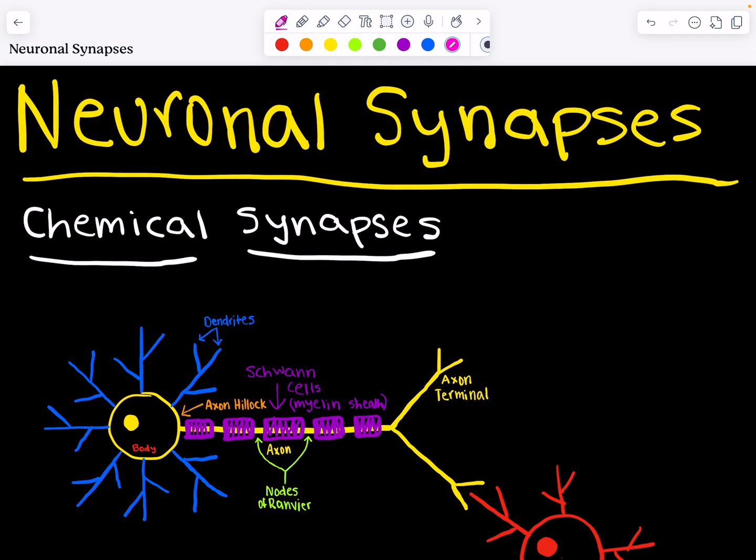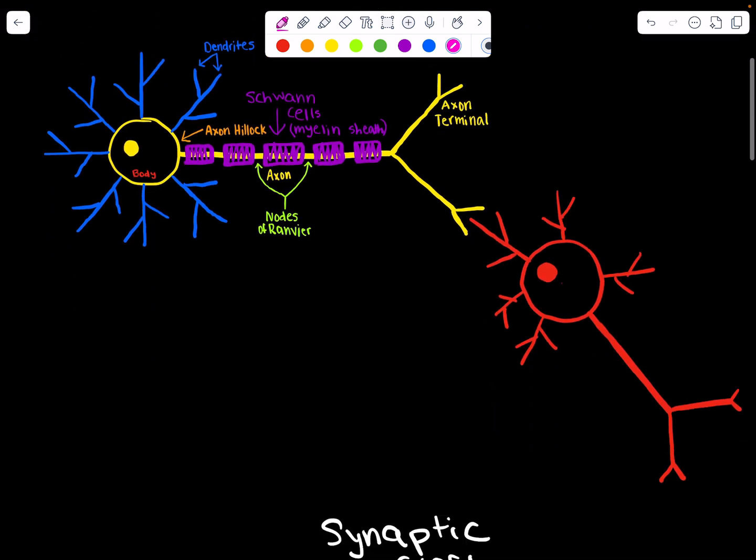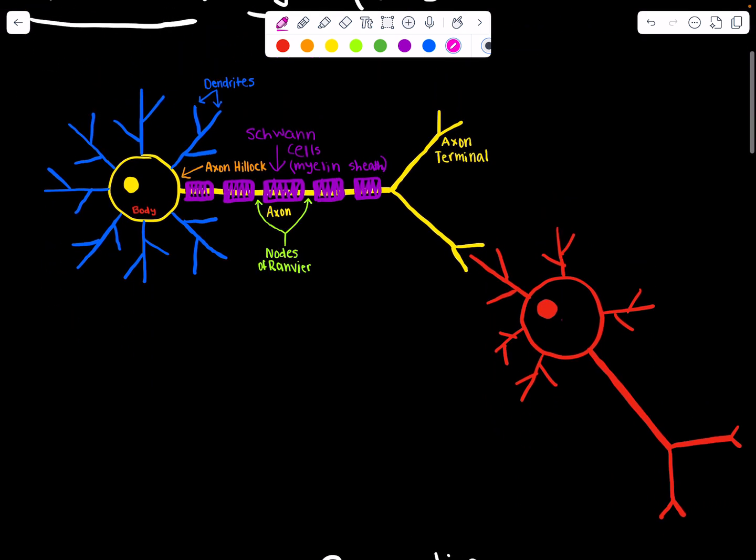In this video, we'll be talking about neuronal synapses, chemical synapses in particular, and we'll also be talking about action potential, which I briefly mentioned in the last video, but I didn't explain what it is. So here is action potential. First, we're going to be talking about action potential, and then about neuronal synapses. For action potential, we have to draw a graph.